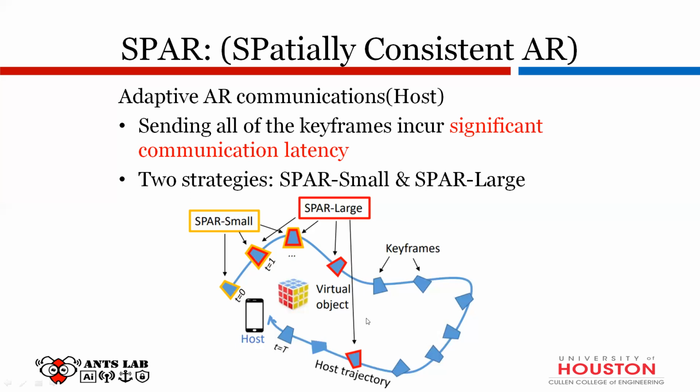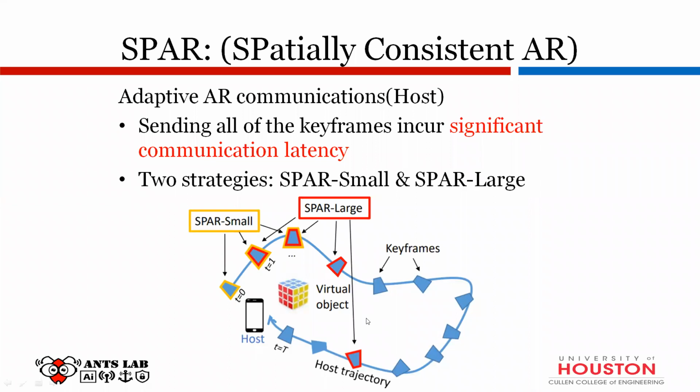Yeah. So SPAR small contains everything from when the virtual object is created until now, something like that, right? For SPAR small, it gets the keyframes close to the time the virtual object is created. And for SPAR large, one is related to time, and the other one is related to space. That is the difference between SPAR small and SPAR large. Okay, that's a better explanation.